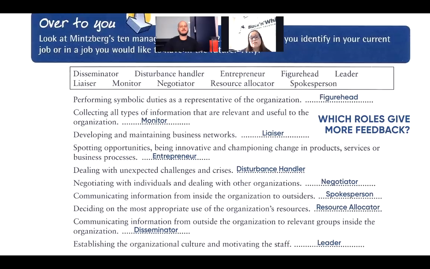I think collecting all type of information, they are relevant and useful to the organization. You mean monitor? The monitor? Yeah, monitor. Resource allocator. Oh, the resource allocator, all right. And Míriam, it's resource, don't forget, allocator. Last but not least, the leader, yeah? Leader, only if you're a leader, right? Okay. Now let's continue.